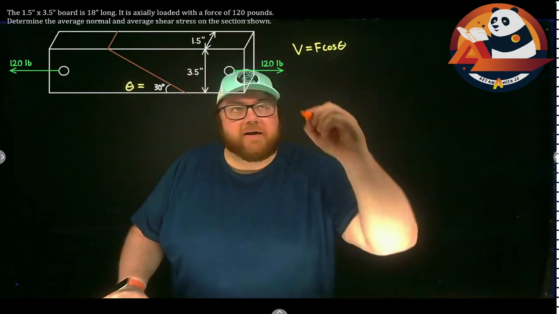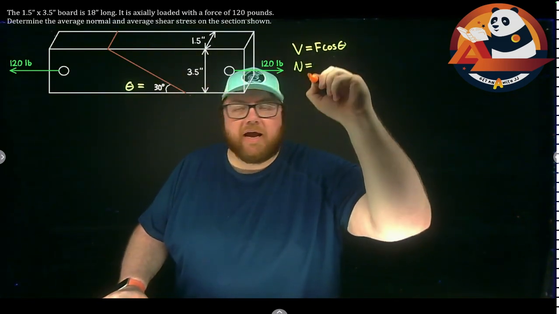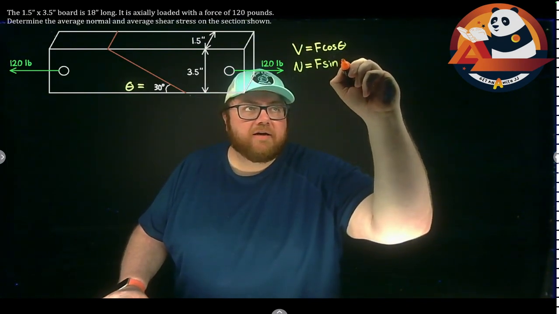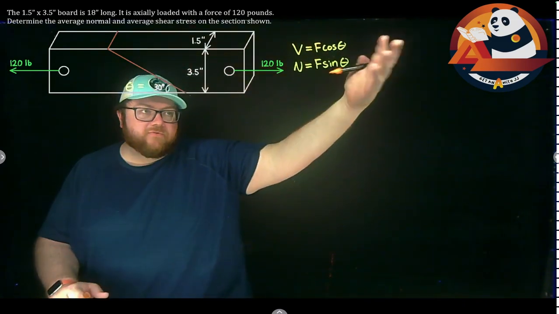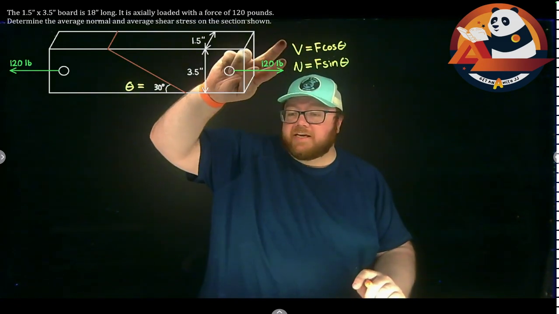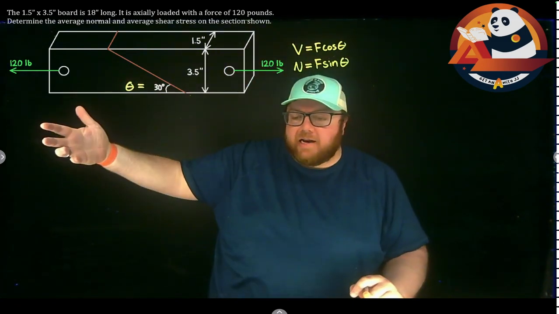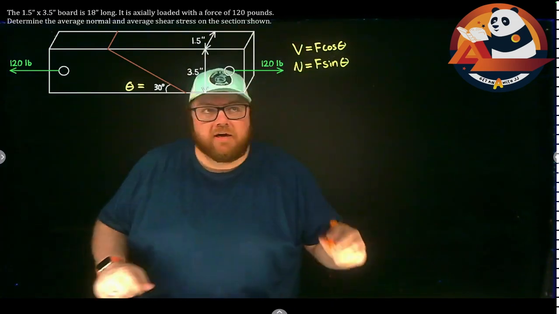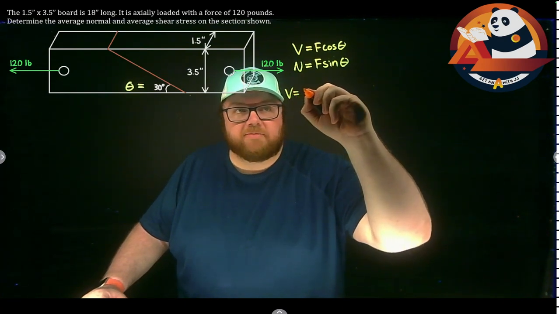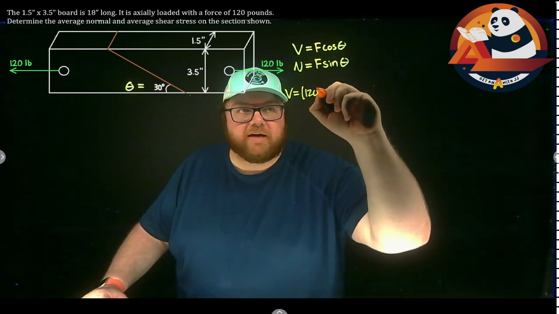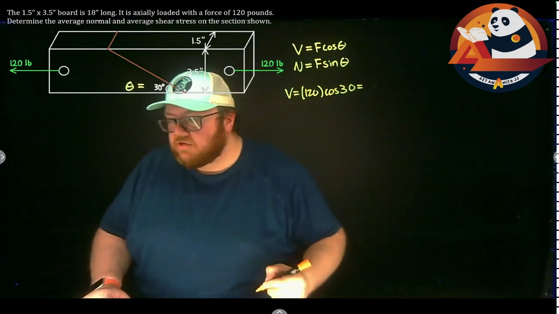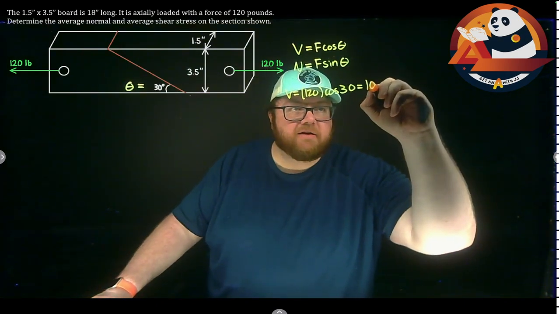Our other one we want is our normal force, and it's just going to be our force times the sine of theta. Or again, if we came from vertical on our angle, we'd use cosine there. I can use that to get my shear and my normal force. Then I need to divide by an area so I can get to a stress. So let's get those two. My shear force, V, should be my force, 120, times the cosine of 30, or this is 103.9 pounds.